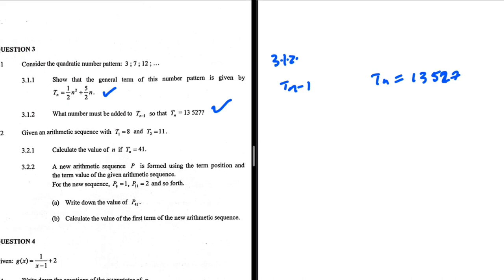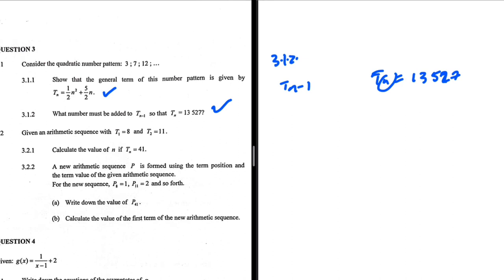What number must be added to t(n minus 1) so that tn is equal to 13,527? I was supposed to find the value of n for which tn is going to be 13,527.